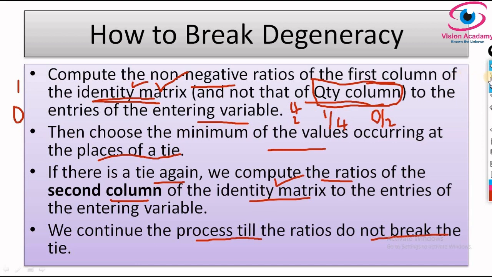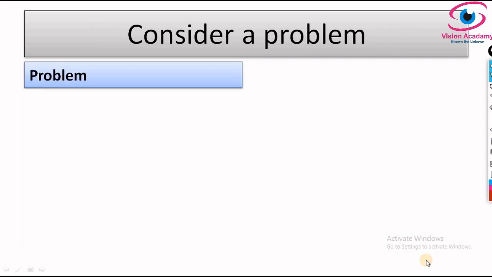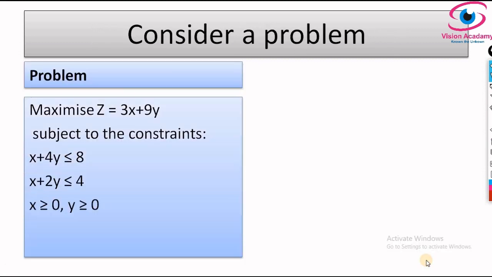Now let us consider a problem for calculation of degeneracy. Here we have a problem with two constraints. Maximize z equals 3x plus 9y, subject to two constraints: x plus 4y less than or equal to 8, and x plus 2y less than or equal to 4. Since we have two variables, x and y are greater than or equal to 0.